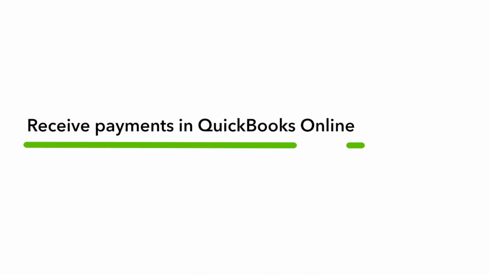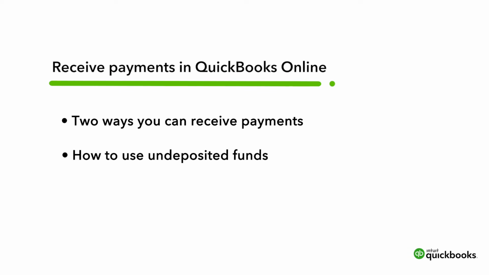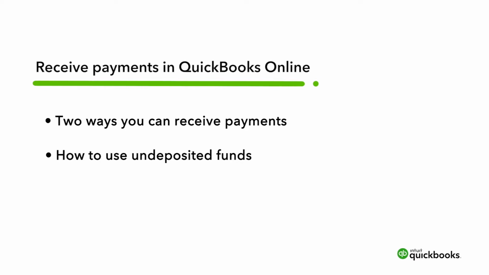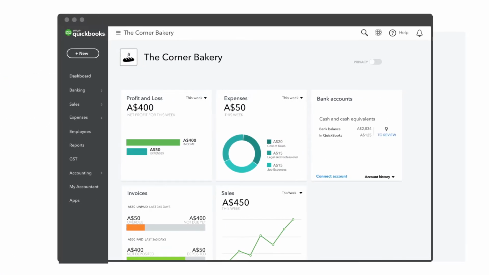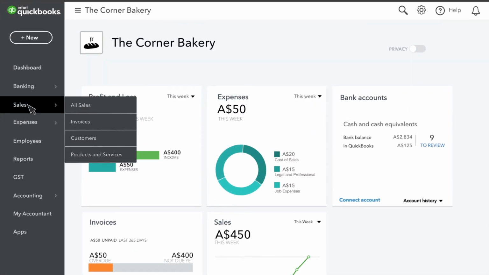Once your customer pays your invoice, you need to record it in QuickBooks. Let's go over two ways you can receive payment and how to properly use the undeposited funds account to keep your books accurate. The first way you can receive your payment is to select Sales, then select Customers.